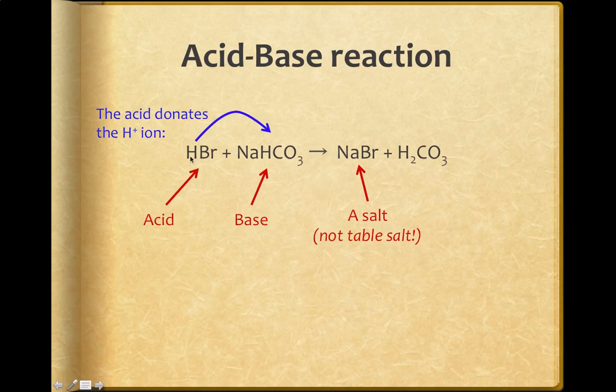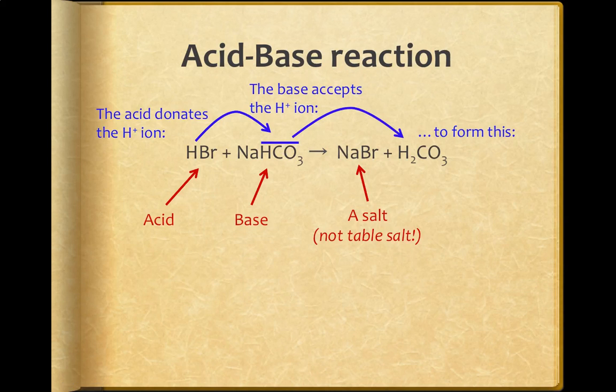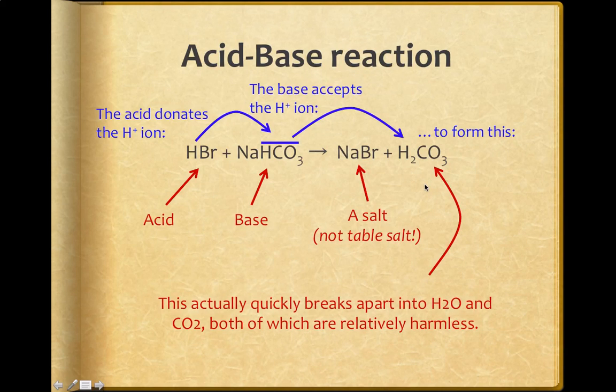Here, take a look. This acid is going to donate this H plus ion, and the base is going to accept it. And when that happens, they are going to form this stuff. Well, that is just carbonic acid. But carbonic acid actually breaks apart really fast and it forms H2O and CO2, both of which are really harmless. This is neutralization that's taking place. One thing to note, because it produces carbon dioxide, those are the bubbles we get to see.